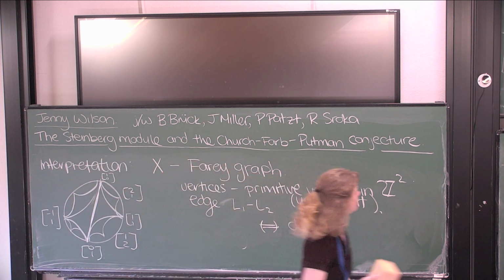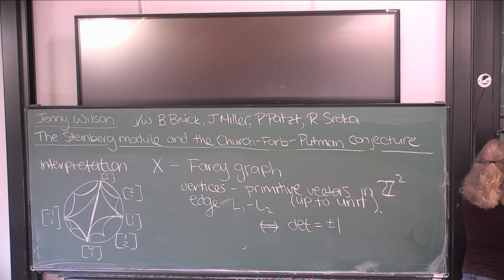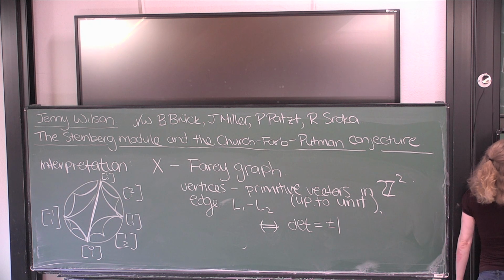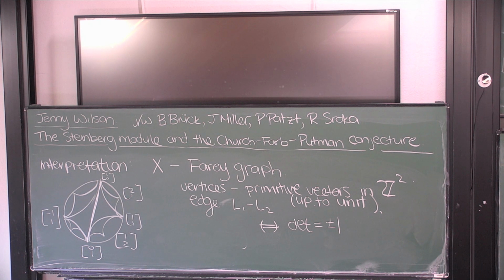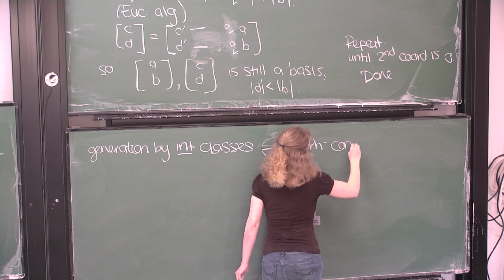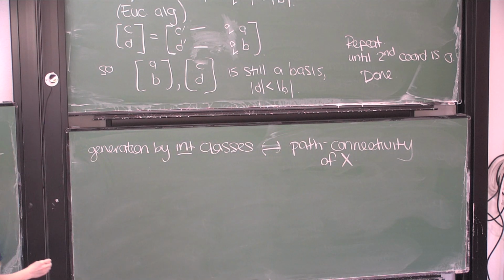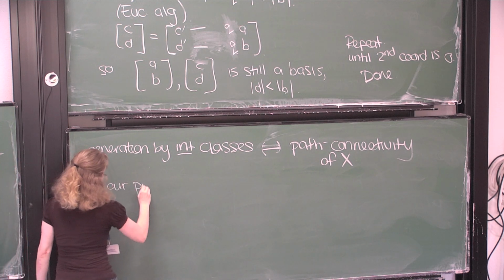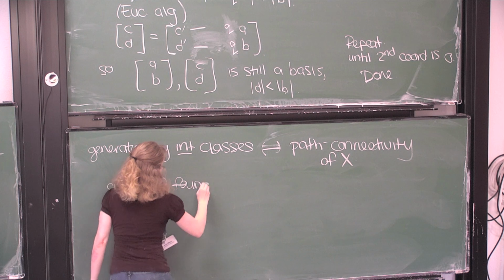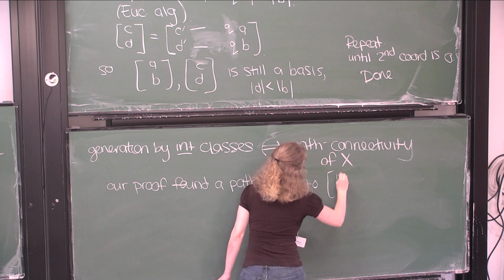Okay, so great. So our proof of generation by integral classes is going to be equivalent to path connectivity of this graph. Okay, and our proof found a path through the graph from a, b to 1, 0.